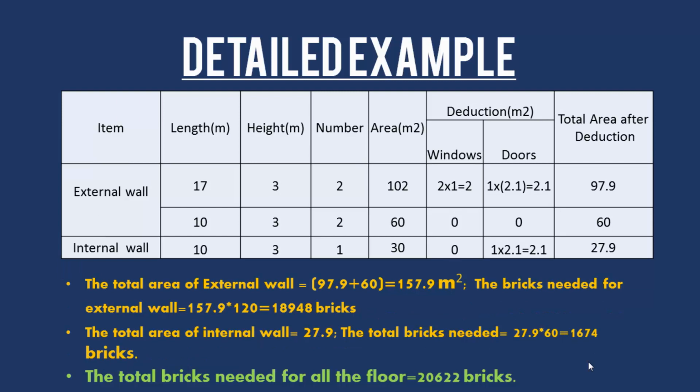Now the total area for the external wall will be 97.9 plus 60, which equals 157.9 square meters. The bricks needed for the external wall will be 157.9 multiplied by 120, and the total will be 18,948 bricks. The total area for the internal wall is 27.9. The total bricks needed will be 27.9 multiplied by 60, which is 1,674 bricks. The total bricks needed for the whole floor will be 20,622.